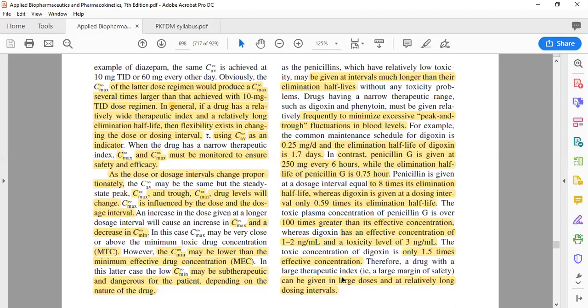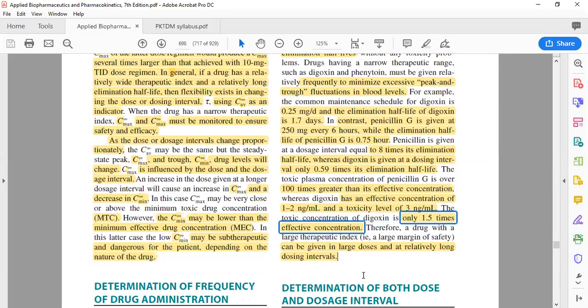Therefore, drug with a large dose. So this is now the conclusion of this whole story. This is what you need to know. A drug with a large therapeutic index, I mean to say a wide therapeutic index drug, can be given at a larger dose and at a relatively longer dosing interval. This is the moral of the story: if a drug you are dealing with has a wide therapeutic index, you can give it a much higher dose and much longer dosing interval. Is that clear?